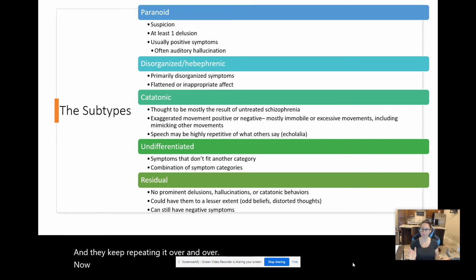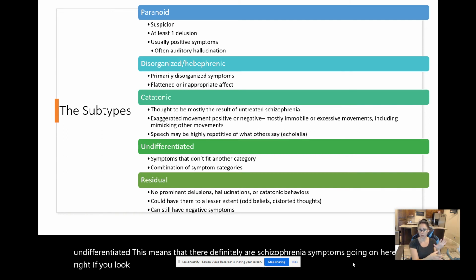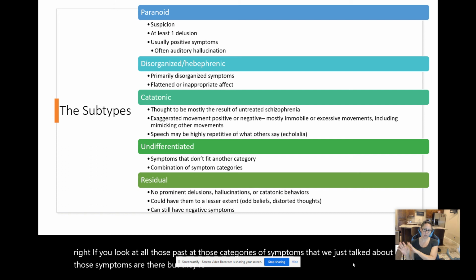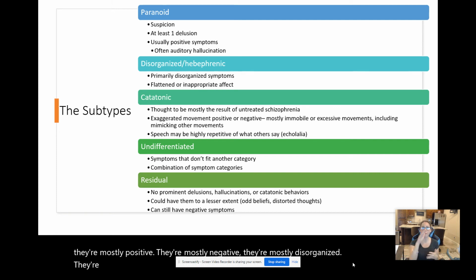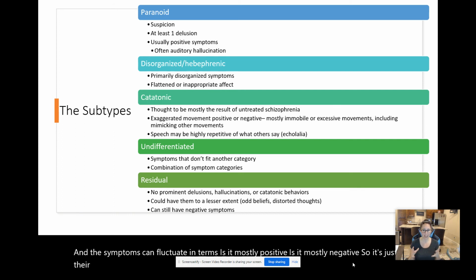Now, as with all diagnoses, we also have an undifferentiated category. A lot of the other diagnoses will do this as NOS, or not otherwise specified. In schizophrenia, we call it undifferentiated. This means that there definitely are schizophrenia symptoms going on here, right? If you look at all those past categories of symptoms that we just talked about, those symptoms are there, but they're not happening in a pattern where we can say they're mostly positive, they're mostly negative, they're mostly disorganized. They're not occurring in patterns where we can fit them with paranoid, disorganized, or catatonic. And the symptoms can fluctuate in terms of, is it mostly positive? Is it mostly negative? So there's schizophrenia symptoms, but we can't really categorize it.